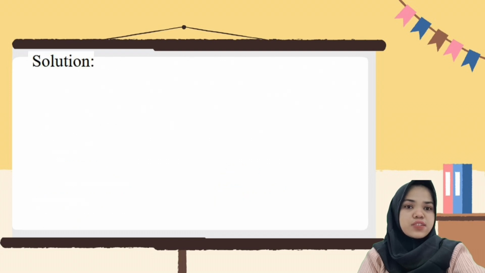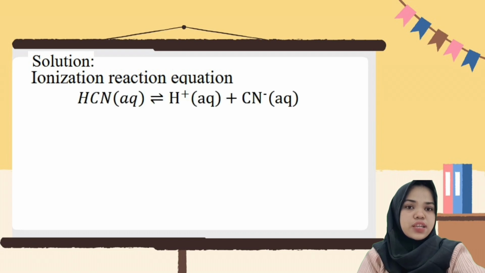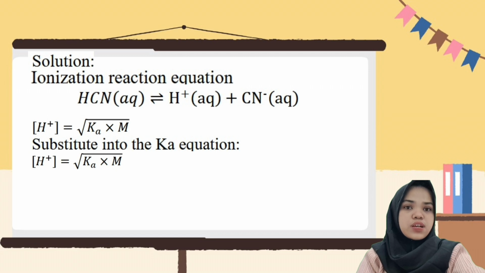Solution: ionization reaction of HCN in water. HCN in aqueous solution ionizes into H plus and CN minus. To calculate the hydrogen ion concentration, we use the formula the concentration of H plus is equal to the square root of Ka times the molar concentration. We substitute the values. The square root of 4 times 10 to the power of minus 8 multiplied by 1 times 10 to the power of minus 4.